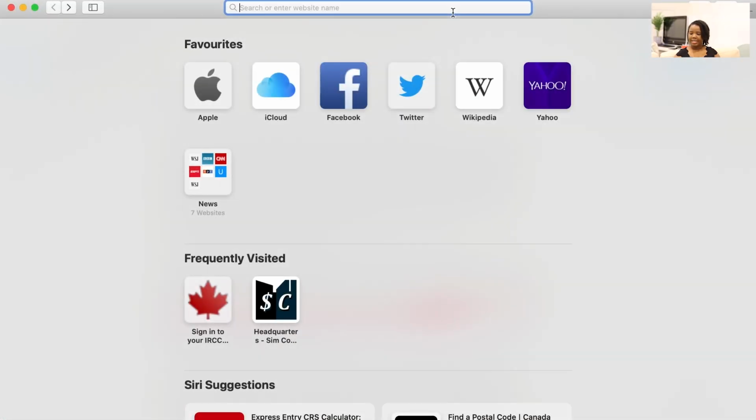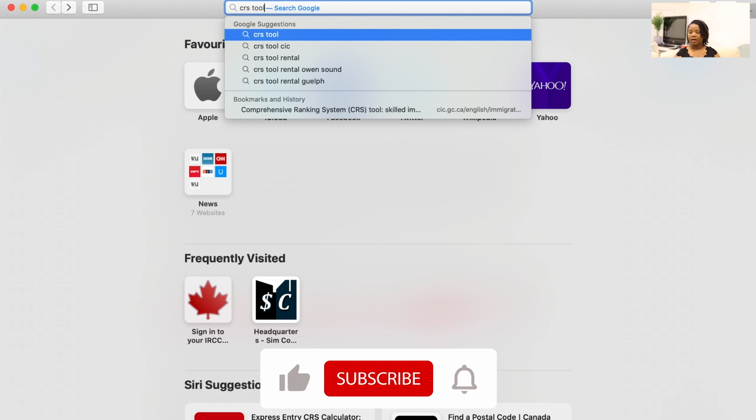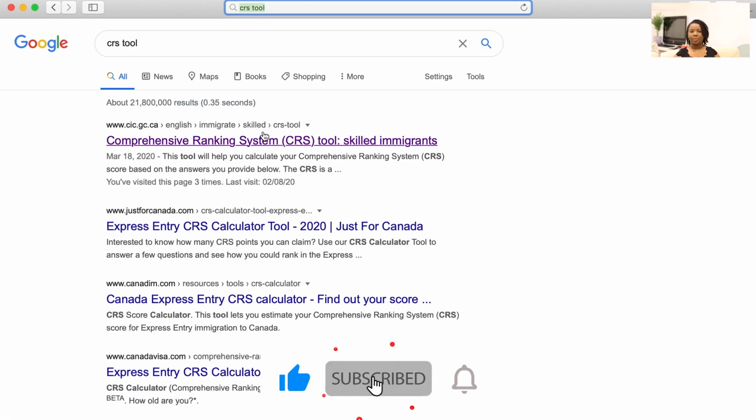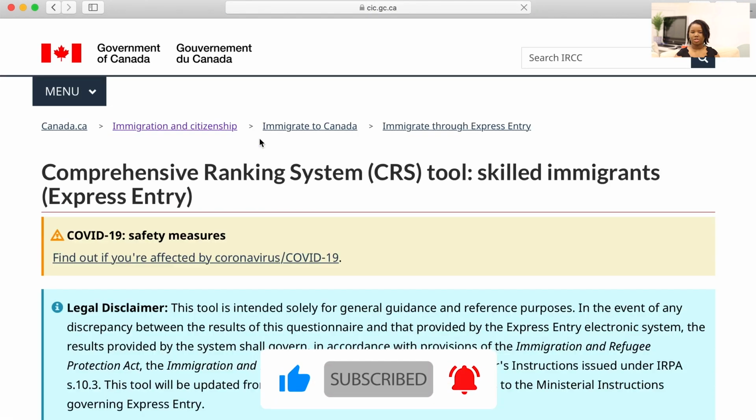So it's very easy to find the tool. You just Google the CRS tool and it brings it up. Of course, I'm going to be linking it in the description box for you.